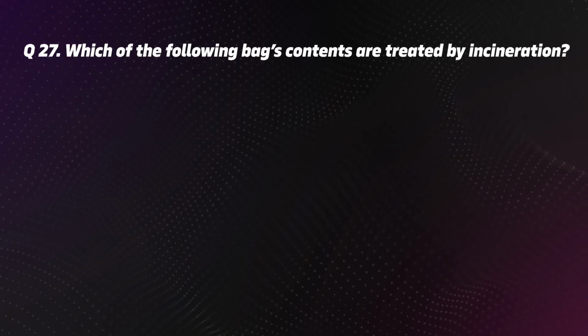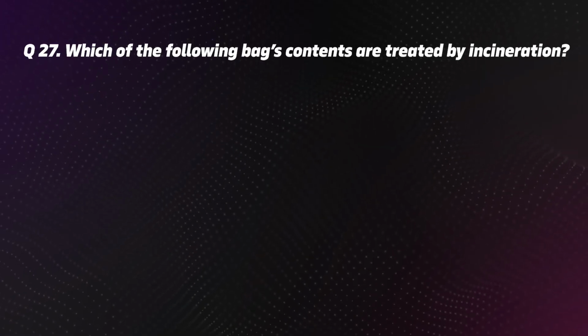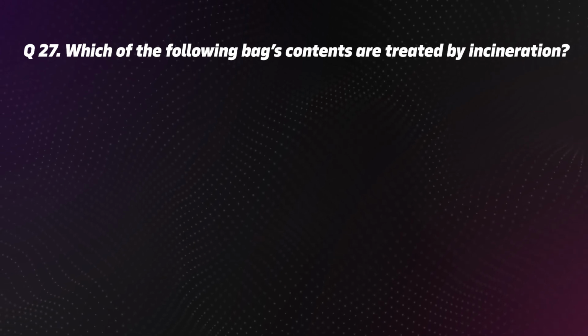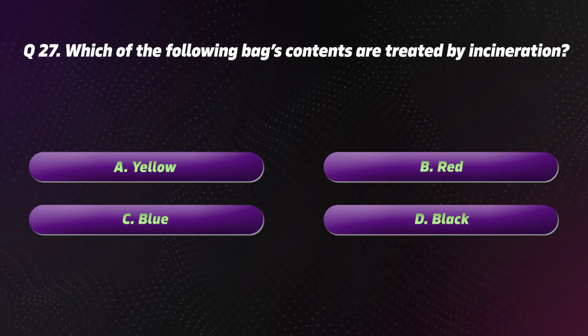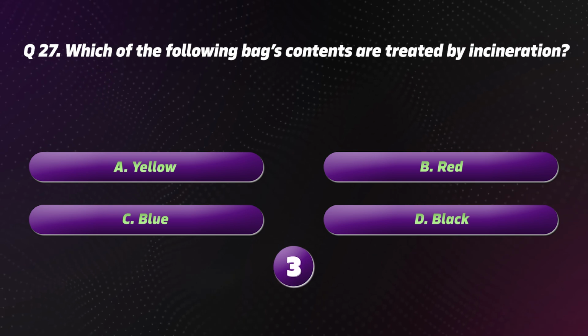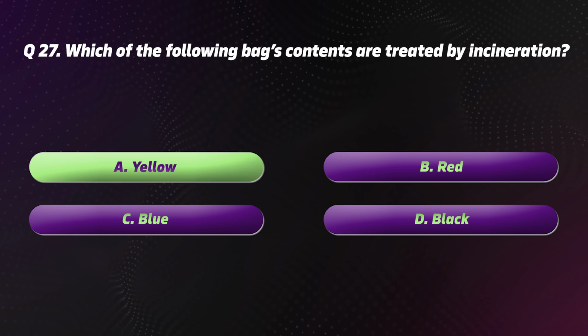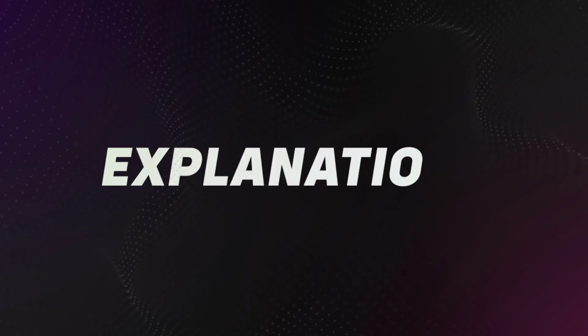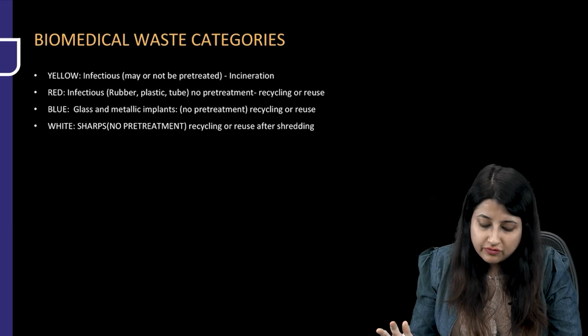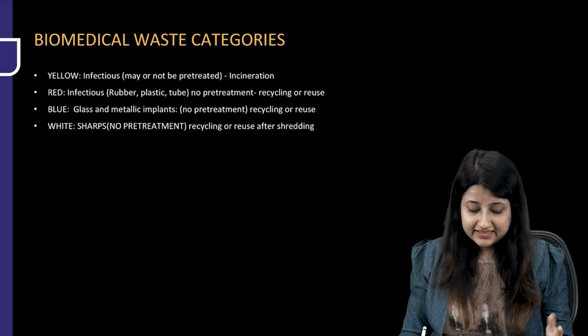Question 27. Which of the following bags' contents are treated by incineration? Here are the options. A. Yellow, B. Red, C. Blue, D. Black. And the correct option is A. Yellow. Here is the explanation. 4 categories of biomedical waste according to the latest guidelines.